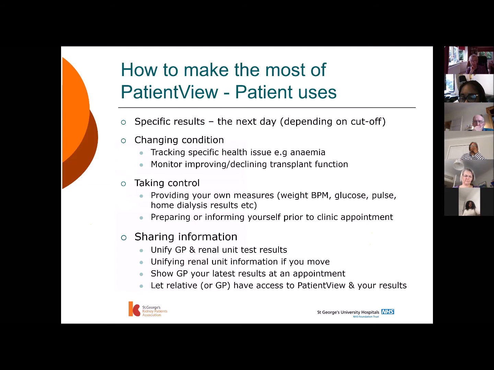The obvious thing is to be able to look at specific results the next day, depending on the cutoff. But you can also, I think, track a particular health condition, for example, anemia. When I was on dialysis, I was anemic, and I wanted to know where I was all the time on that. You might also be tracking your glucose levels, or if you've got a new transplant or declining transplant function, you can track that as well and see whether or not things are trending in the right direction for you.